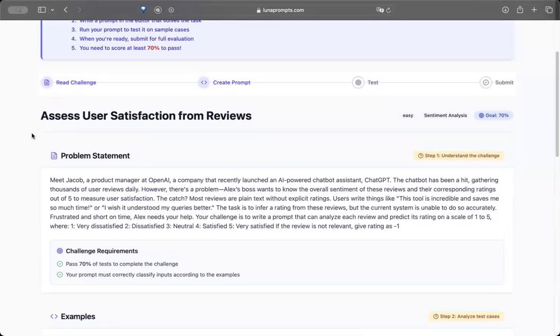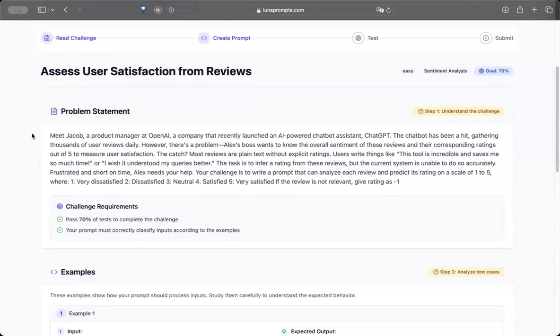So the problem we're solving today is assessing user satisfaction from reviews. The problem statement is that we have Jacob, who's a product manager at OpenAI. And in case you don't know, that's a company that recently launched an AI-powered chatbot assistant, ChatGPT, which has been a huge hit. There are thousands of user reviews daily. However, there's a problem. The boss wants to know the overall sentiment of those reviews and the corresponding ratings on a scale of 1 to 5 to measure user satisfaction.